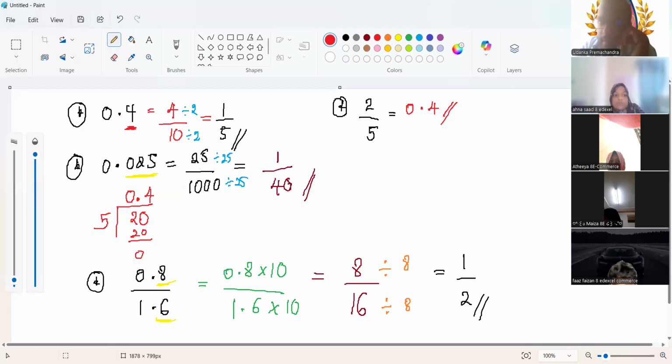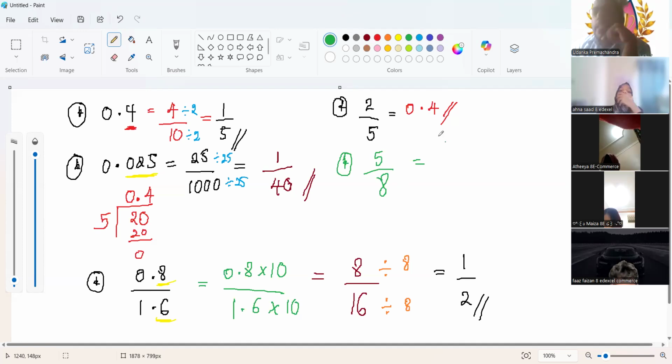Okay, that's one method. So one more. If I write 5/8, can you write it in decimal form? 5/8.